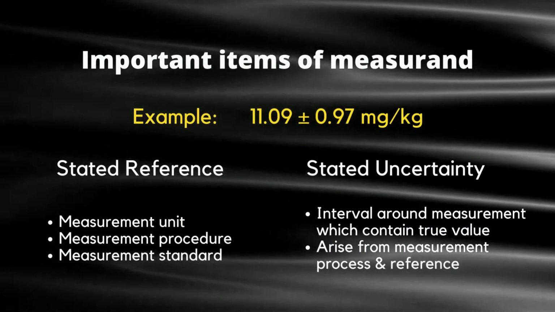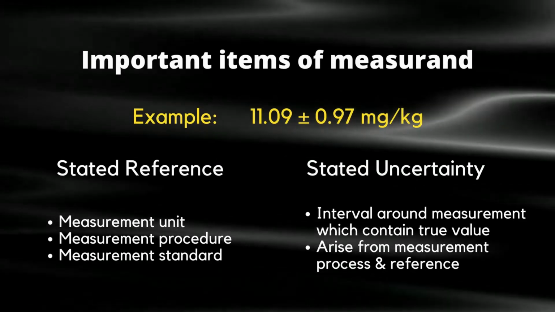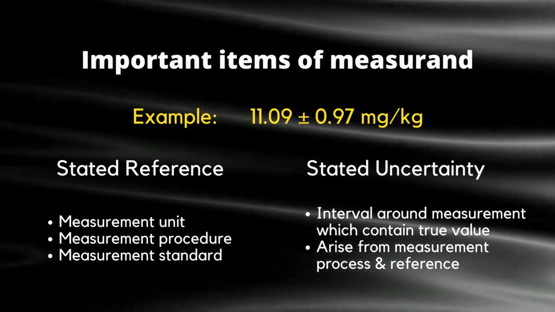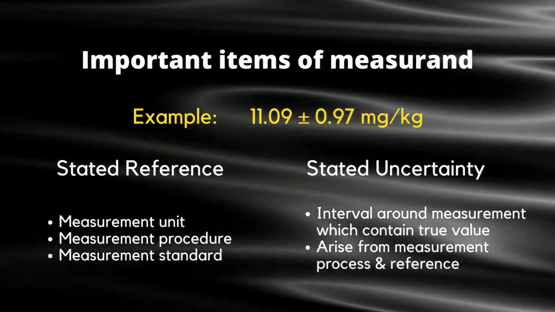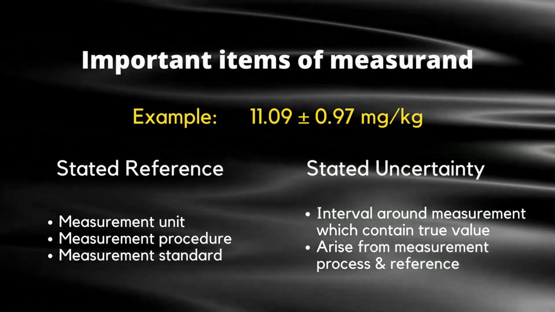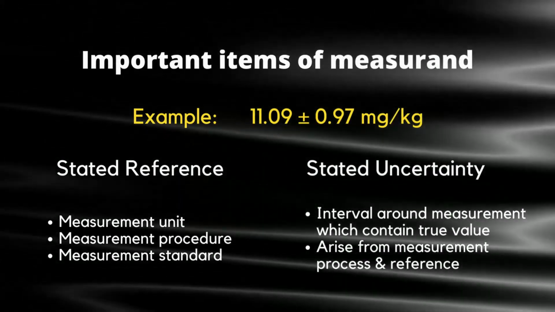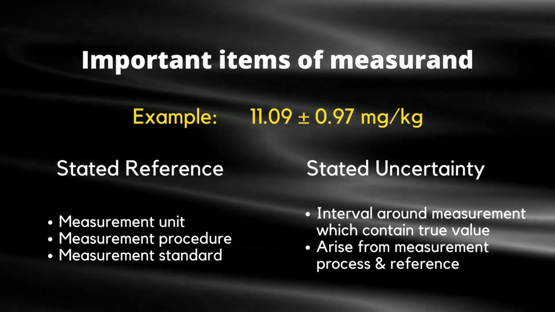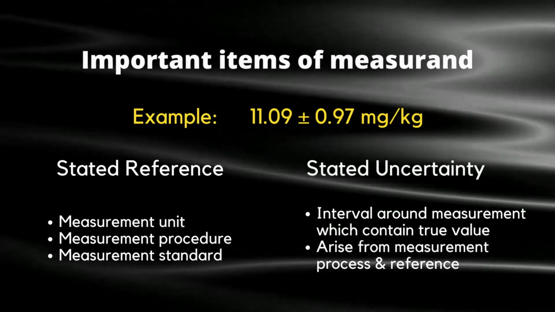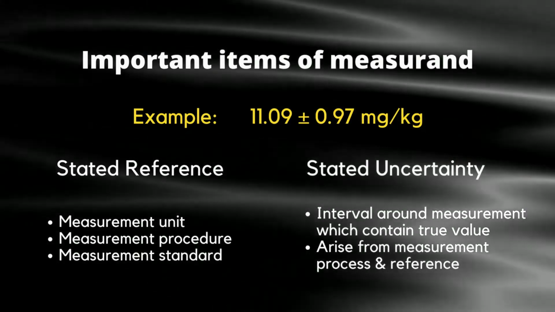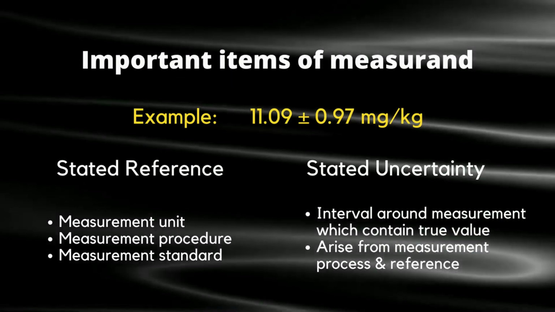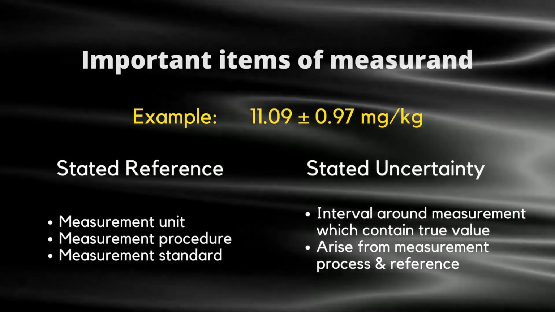There are two important items for a measurement to be comparable and traceable, which are stated reference and stated uncertainty. Stated reference usually refers to measurement unit, measurement procedure, and measurement standard. And stated uncertainty is the interval around a measurement which contains the true value. It usually arises from the measurement process and reference.